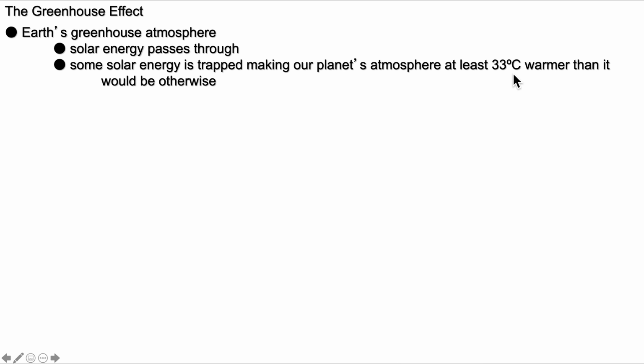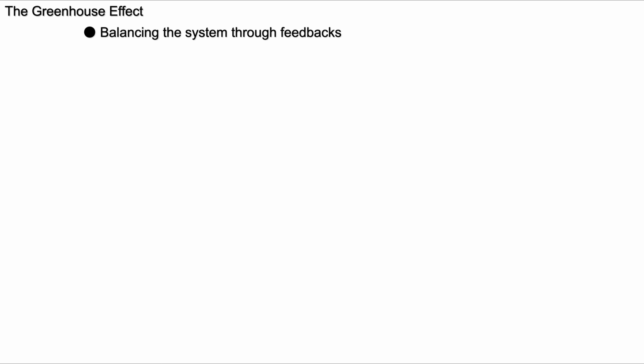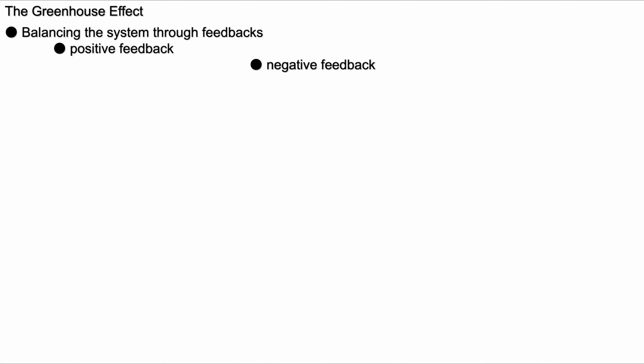So we're going to balance the system through a series of feedbacks. These include positive feedbacks and negative feedbacks. A positive feedback scenario would be increased insolation, thereby increasing evaporation of seawater, putting more water vapor in the atmosphere, because water vapor is a very effective greenhouse gas that further warms the atmosphere, resulting in more evaporation, resulting in more water vapor, resulting in a stronger greenhouse effect.